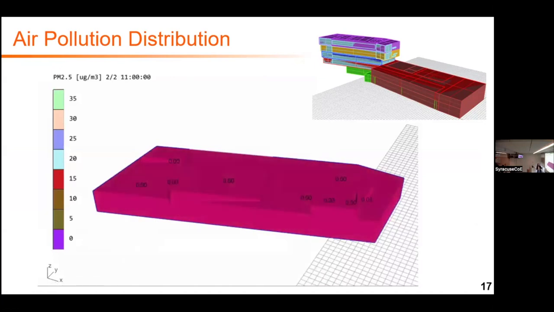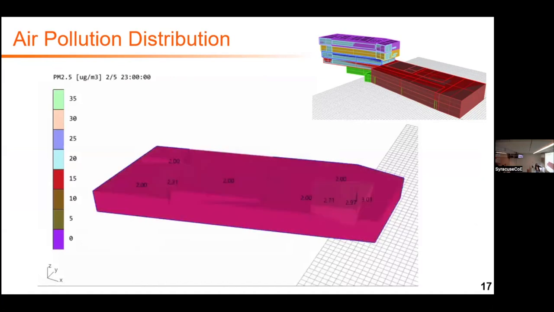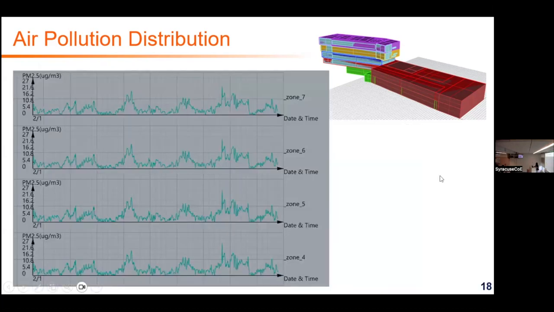This video shows that we use this GDS to show the indoor PM2.5 concentration. With the change of time, the data changes and the indoor PM2.5 concentration changes. This is the COE building, and I just chose the third floor to show the whole trend. It looks like this. And then we can also use the GDS to output the specific data in different zones with the change of time, like this one.